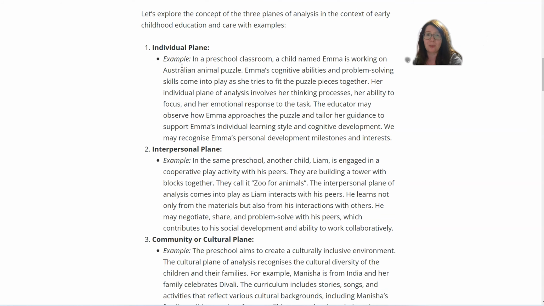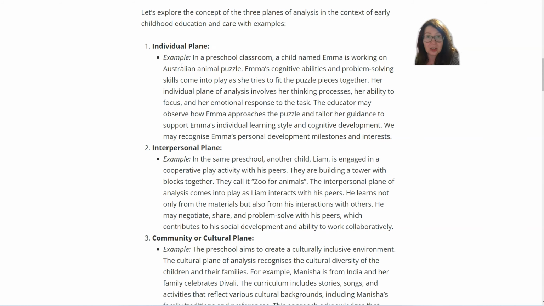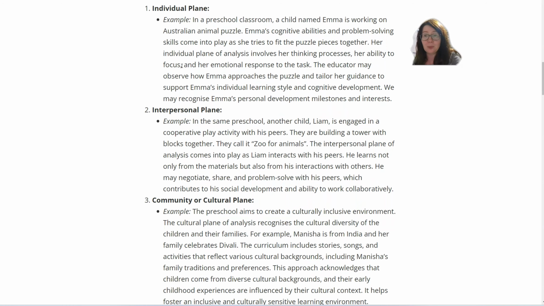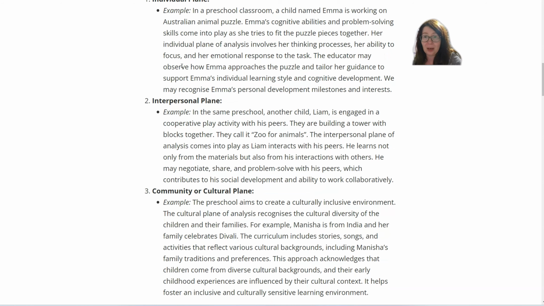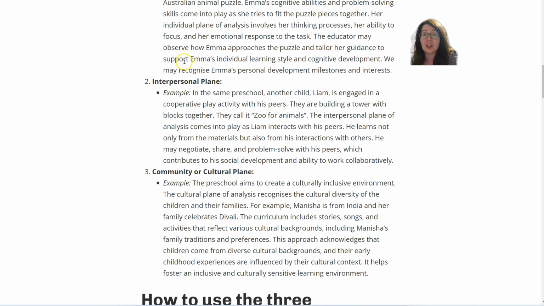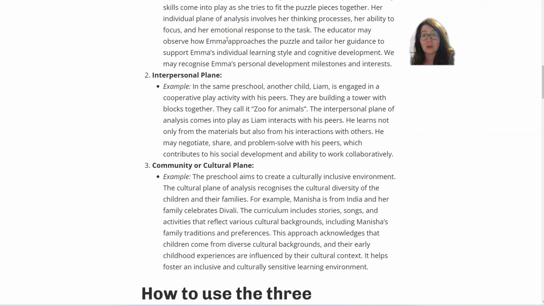I'll give you some examples based on children, and then I'll share my example of how I used Barbara Rogoff's 3 planes of analysis to apply to real observations. Okay, so the personal or individual plane. Example: in a preschool classroom, a child named Emma is working on an Australian animal puzzle. Emma's cognitive abilities and problem-solving skills come into play as she tries to fit the puzzle pieces together.